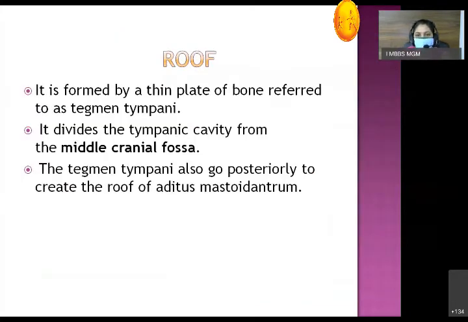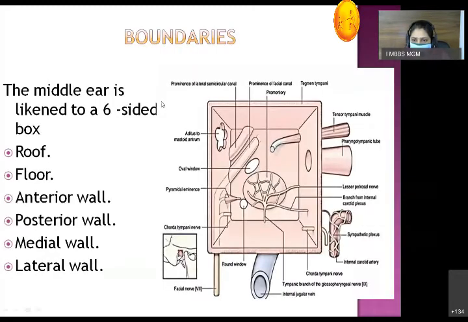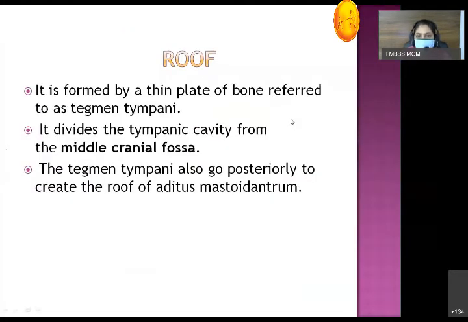So one by one we see these walls. If you see the roof, here you can see this is the roof. It is formed by a thin plate of bone called tegmen tympani. Tegmen tympani divides the tympanic cavity from the middle cranial fossa.